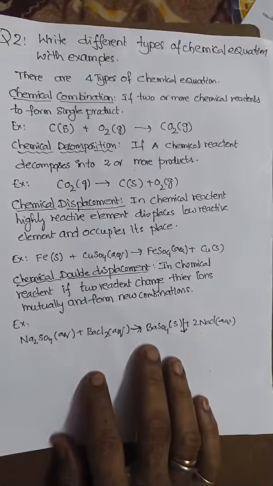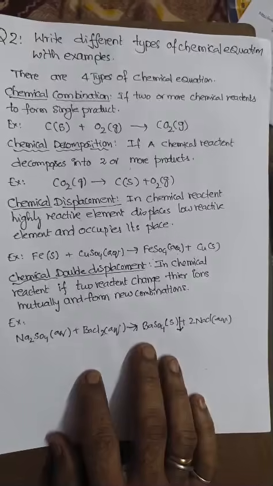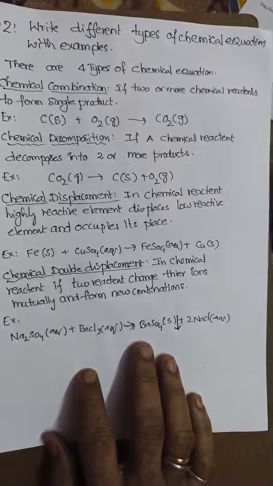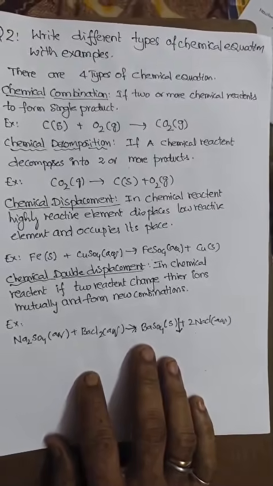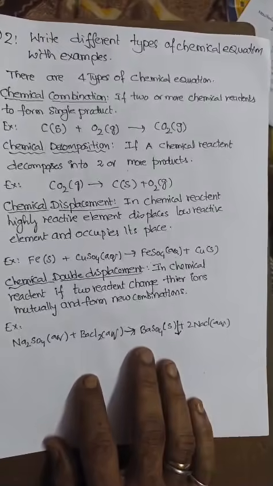The second one is chemical decomposition. If a chemical reactant decomposes into two or more products, then we can call it a chemical decomposition. For example, the same equation above you can write in a reverse manner: carbon dioxide gives rise to carbon plus oxygen.